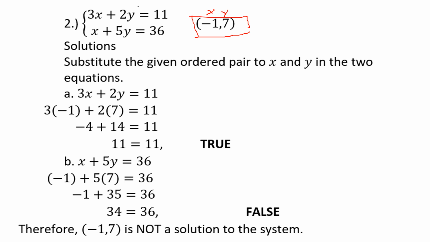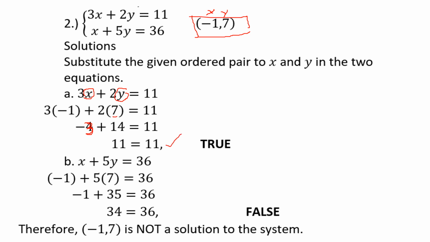Okay. So, we have 3x. Substitute the value of x, which is negative 1, plus 2 times the value of y, which is 7, equals 11. So, 3 times negative 1 is negative 3. So, this is negative 3 plus 2 times 7, that is 14, equals 11. So, negative 3 plus 14 is 11. So, 11 is equal to 11, that is true.